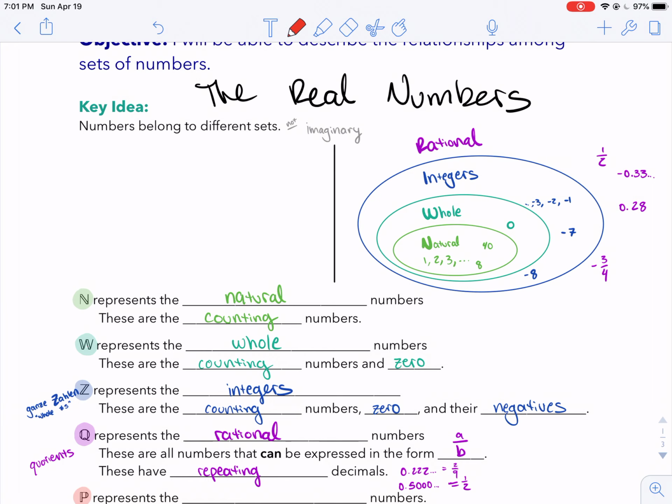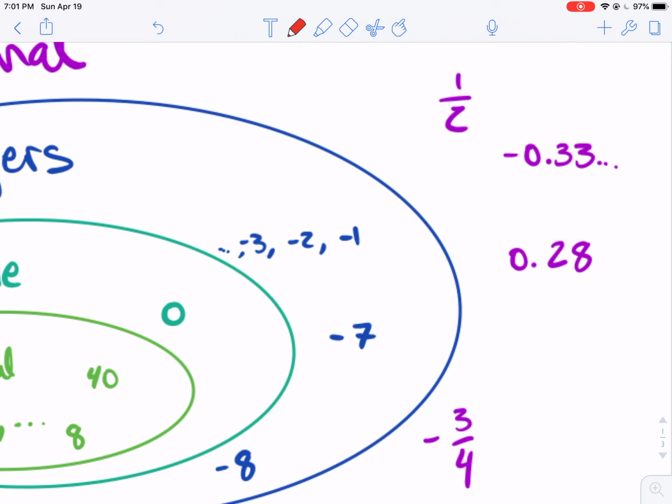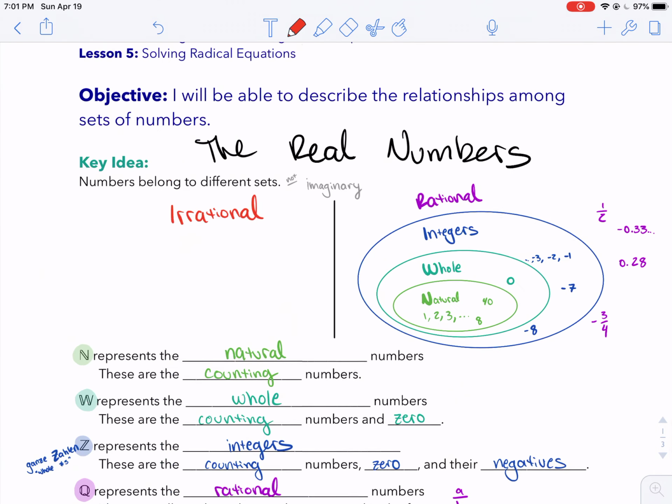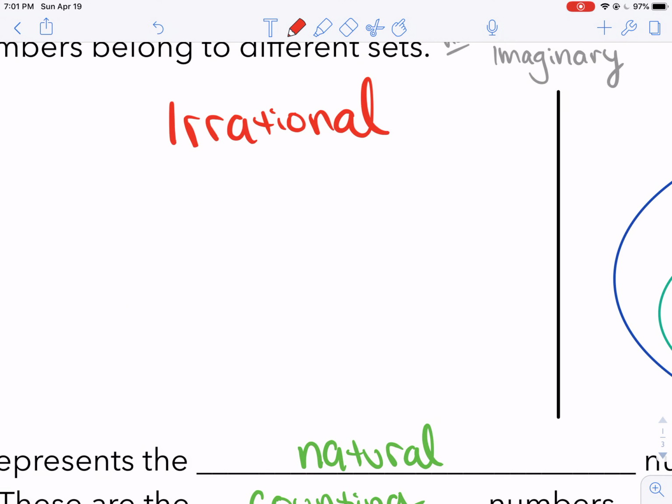This is a kind of number that is not rational, also known as irrational. So our irrational numbers are numbers that can't be rational. So they're numbers that aren't written as a fraction. For example, the square root of 2 can't be written as a fraction. You just leave it like that.